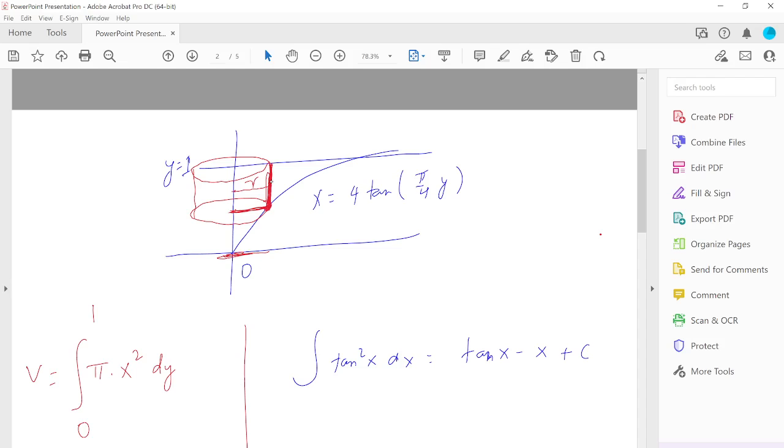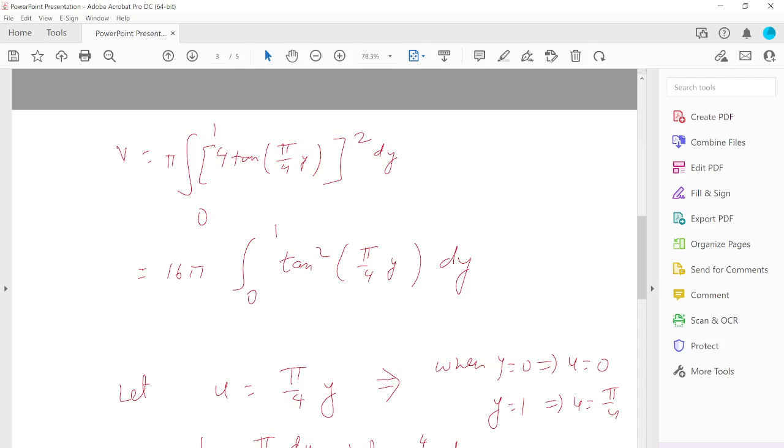Because the function we're using is the tangent function, we are using the standard formula for integration of tan squared, which is tan x minus x, and here x is the variable I'm using for the formula. So this is the standard formula you need to use. In this case, x is 4 tan(pi over 4 y). So if you go to the next slide, here volume equals pi r squared.